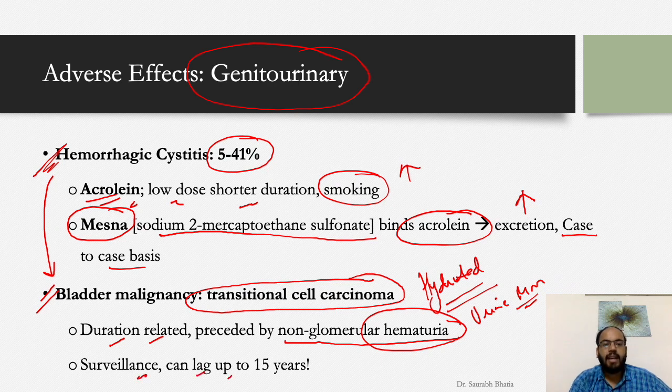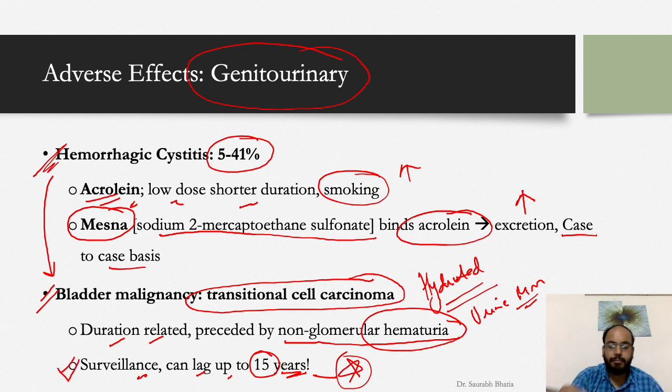Surveillance can lag up to 15 years. That means even after stopping cyclophosphamide, there is a chance of your patient developing bladder malignancy, and that chance can be seen as long as 15 years after therapy. This is an important factor which goes against the use of DCP in Pemphigus, because there has been, I think, no long-term side effect profile of patients who have taken high-dose cyclophosphamide for Pemphigus, and whether they develop any bladder malignancies or any bladder disorders many years after the treatment has been stopped.